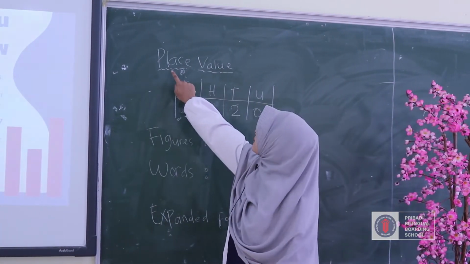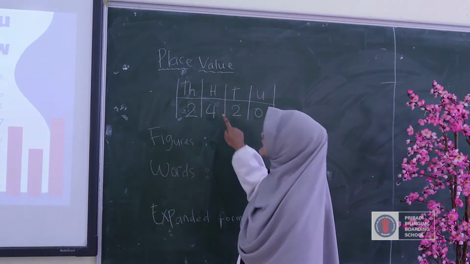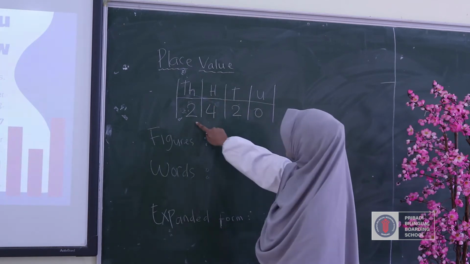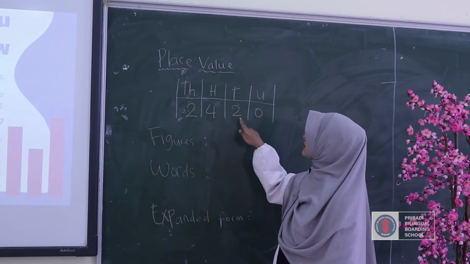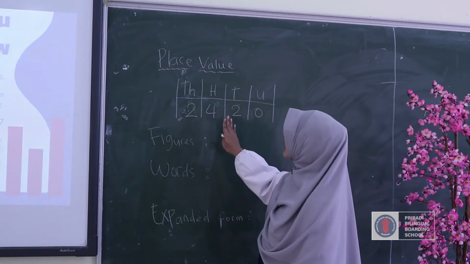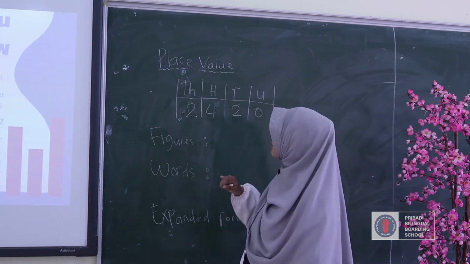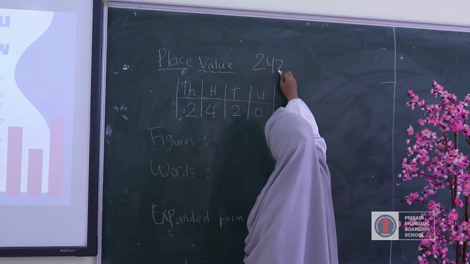What does that mean? Place value is determined for each digit of the number by its position. For example, because we have a 4-digit number here, as you can see 2, 4, 2, and 0, we need to put each digit in its position.